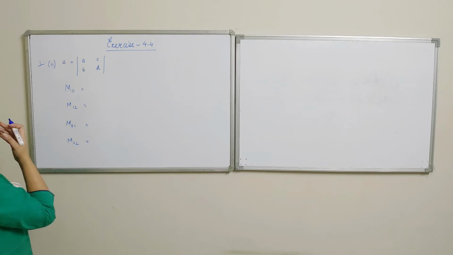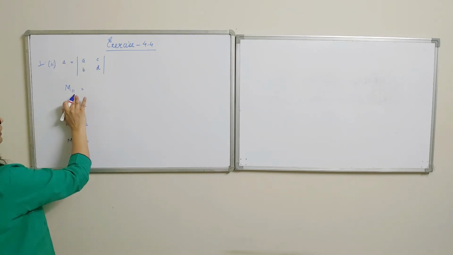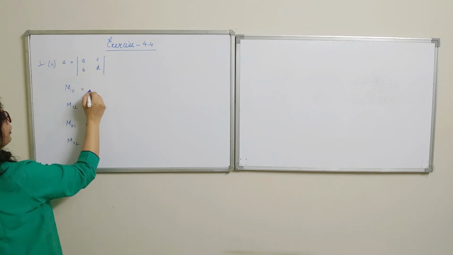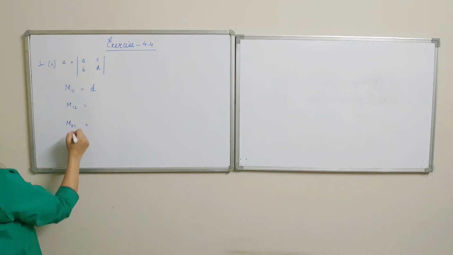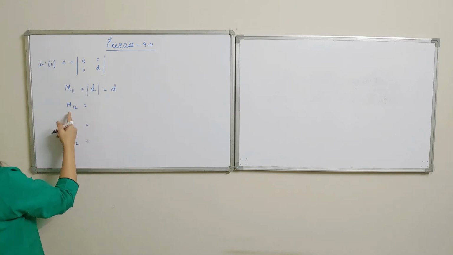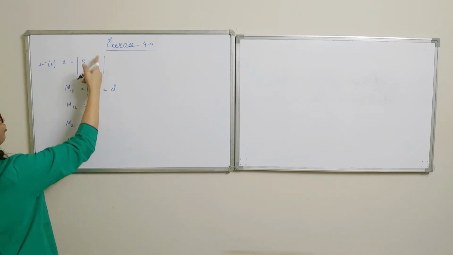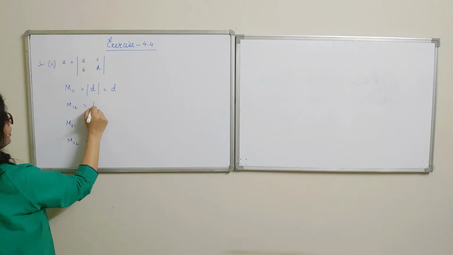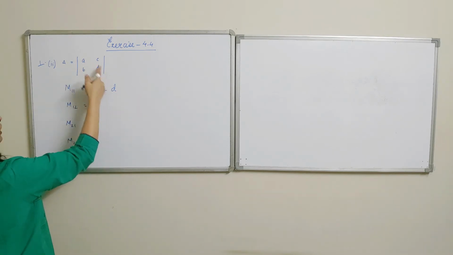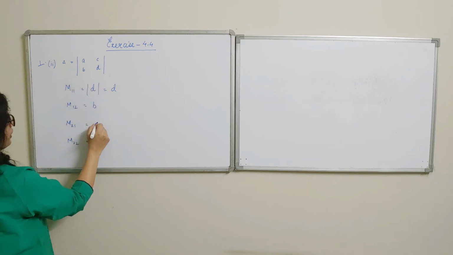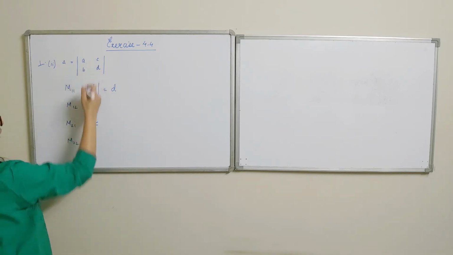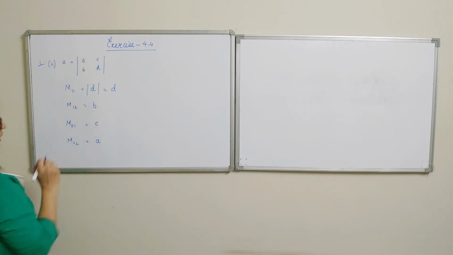Now for a 2 by 2 determinant, how do we find out this minor? First row and first column deleted, the element obtained is D. Right, the determinant of D will turn out to be the element itself. M12, delete first row, second column, the element is B. M21, so delete second row and the first column, the element is C. And for this, deleting second row, second column, the element is A.